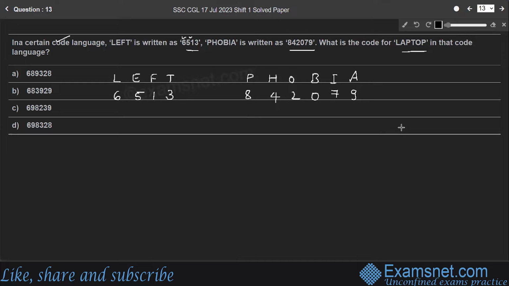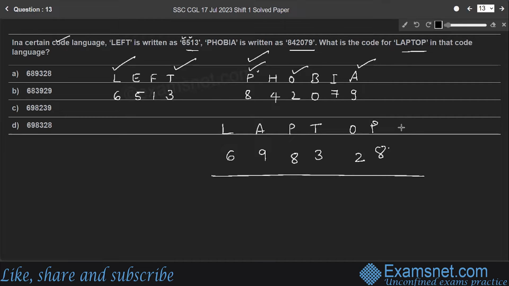So let us write code for laptop, LAPTOP. Code for L is 6. Code for A is 9. Code for P is 8. Code for T is 3. Code for O is 2. Again, code for P is 8. Therefore, laptop is coded as 698328. Right? 698328. So, option D is the right answer.